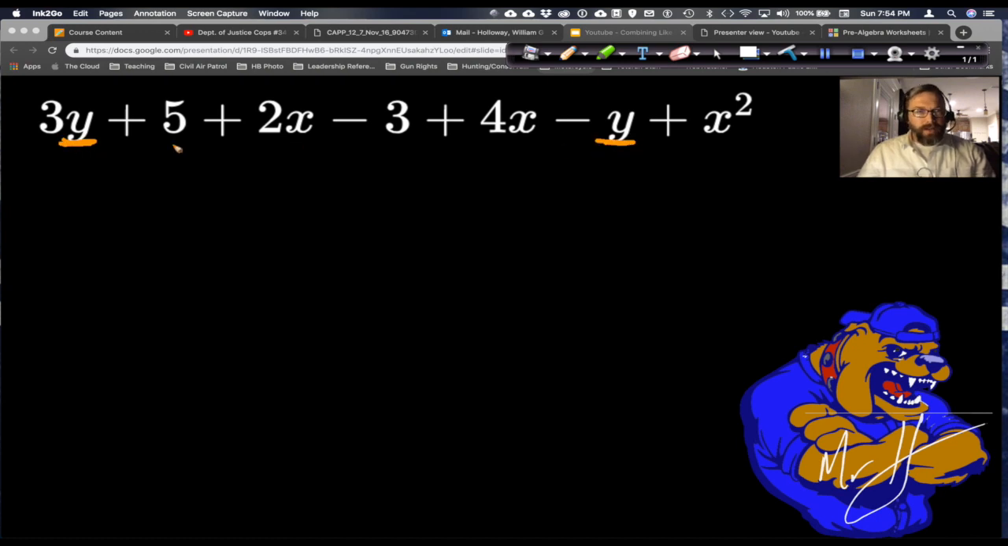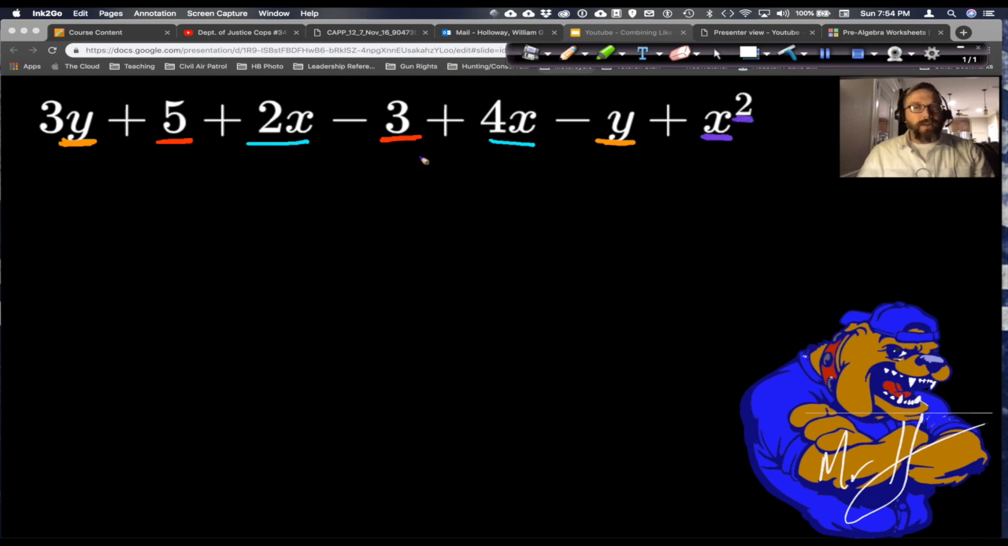Okay, I'm going to switch colors now. I have a 5, a 3, and that's all of those. And now I have an x, and an x, and a x. Oh, no, see, this has got an x squared. So it is its own term. We're going to give it its own color.